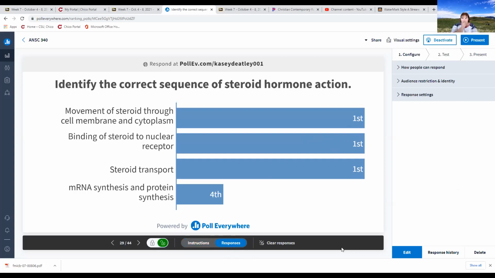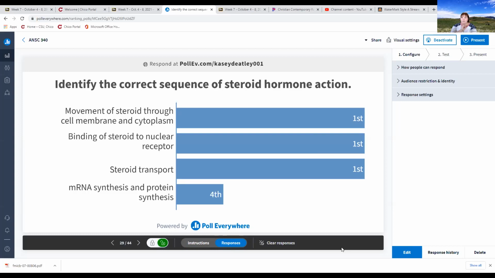Okay, so we're a little bit all over the place, but I think for the most part, you guys have mRNA synthesis and protein synthesis down. So that's the last step, okay? That's the goal of this whole thing. So first and foremost, the steroid has to come from some other tissue through the blood system, and it is going to have to go through that cell membrane into the cytoplasm.